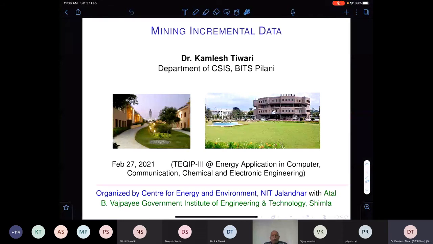And in this particular session, as I just mentioned, we are going to talk about incremental data mining. I am Kamlesh Tiwari from the Department of Computer Science, BITS Pilani, Pilani campus. And it's a wonderful opportunity to interact with you and talk on this very interesting topic.